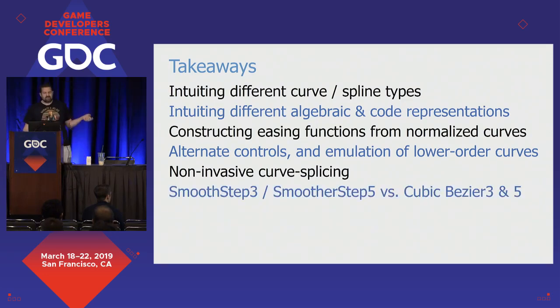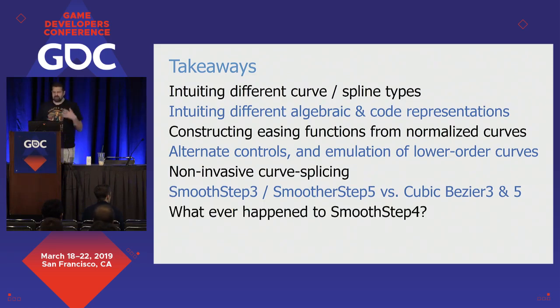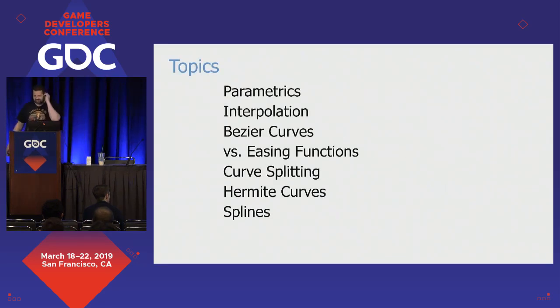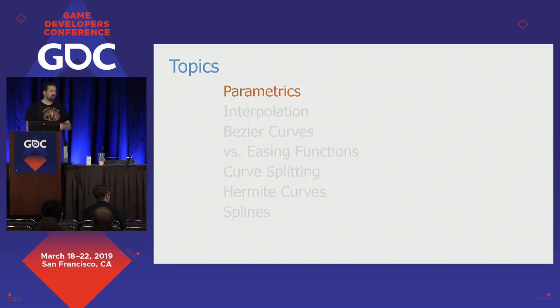We'll look at smooth step and smoother step and cubic Bezier in a little depth and ask a question, what happened to smooth step 4? If you don't know what that means, I'll explain. And then we're going to talk a little bit about curve and spline velocities and continuity, again, time permitting. That's sort of the bonus thing on the end, right? As a software engineer, you're supposed to have really conservative goals you know you can hit and then really aggressive stretch goals. So splines are my stretch goal today. So let's start with parametrics.